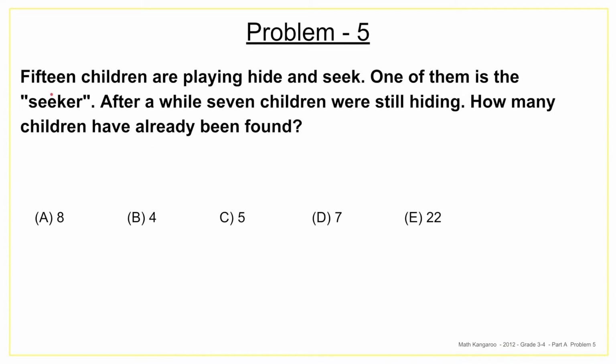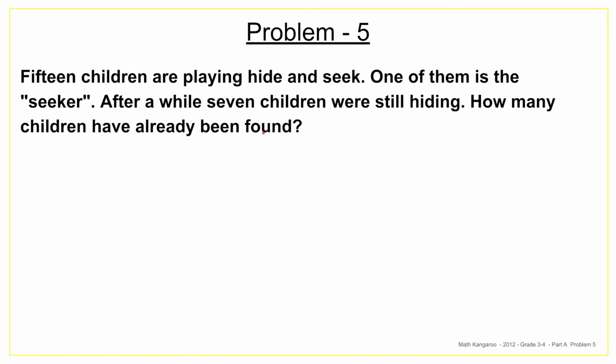Problem 5. 15 children are playing hide and seek. One of them is the seeker. After a while, 7 children were still hiding. How many children have already been found? These are our options. 15 kids are playing hide and seek. One child is the seeker, which means one child is finding the others. And what does this mean?